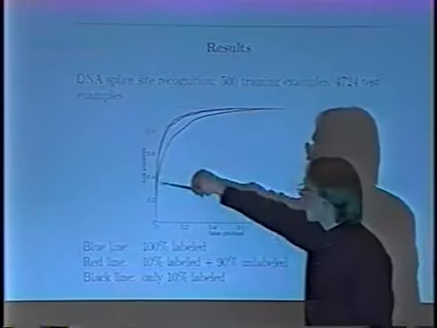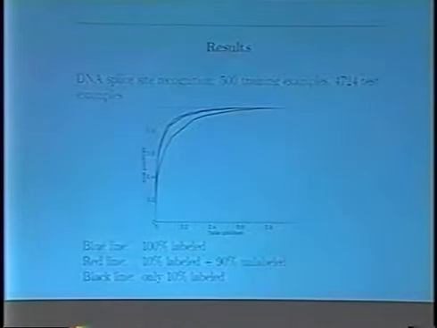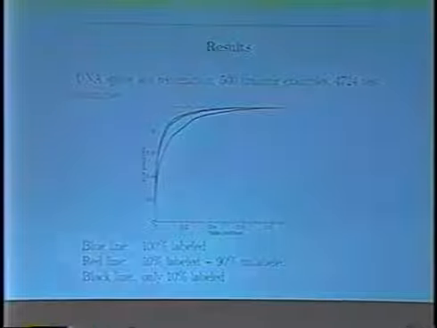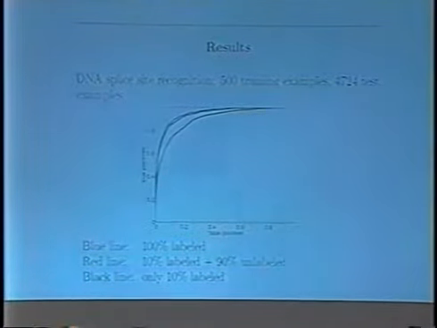And the black line here is when I only have a small set of labeled examples, and I can use only those to estimate a classifier, and this gives me an ROC curve corresponding to that classifier.